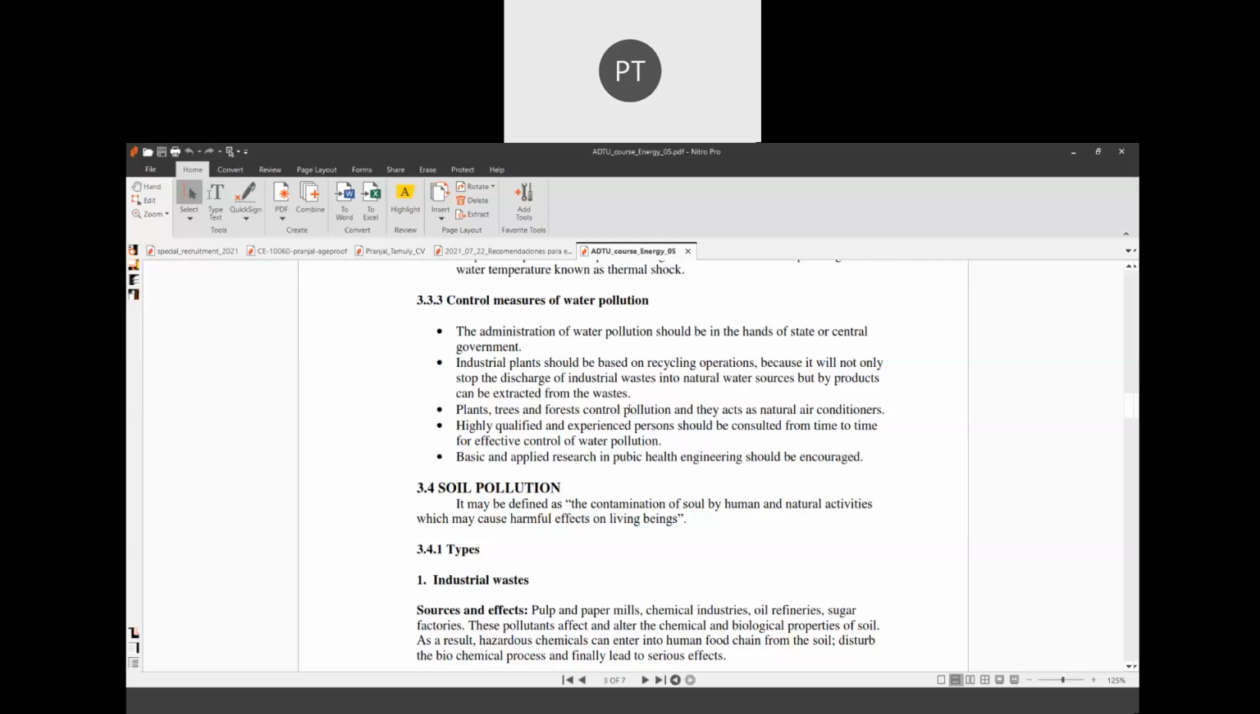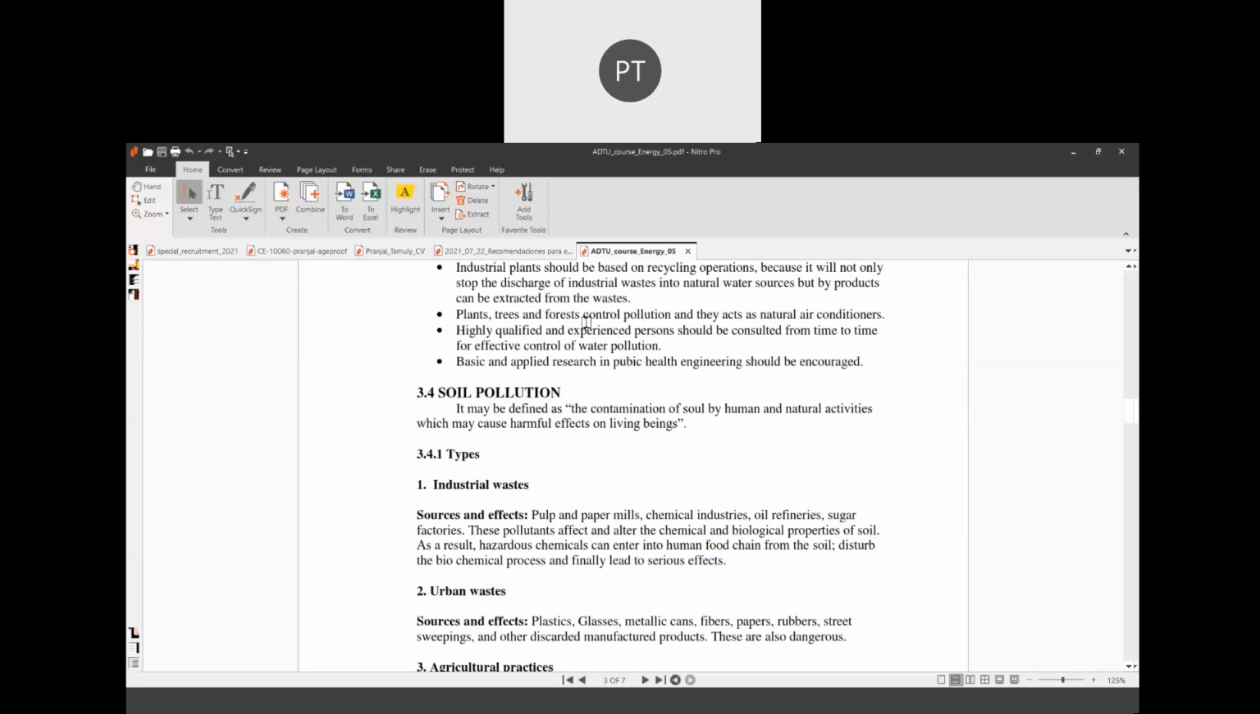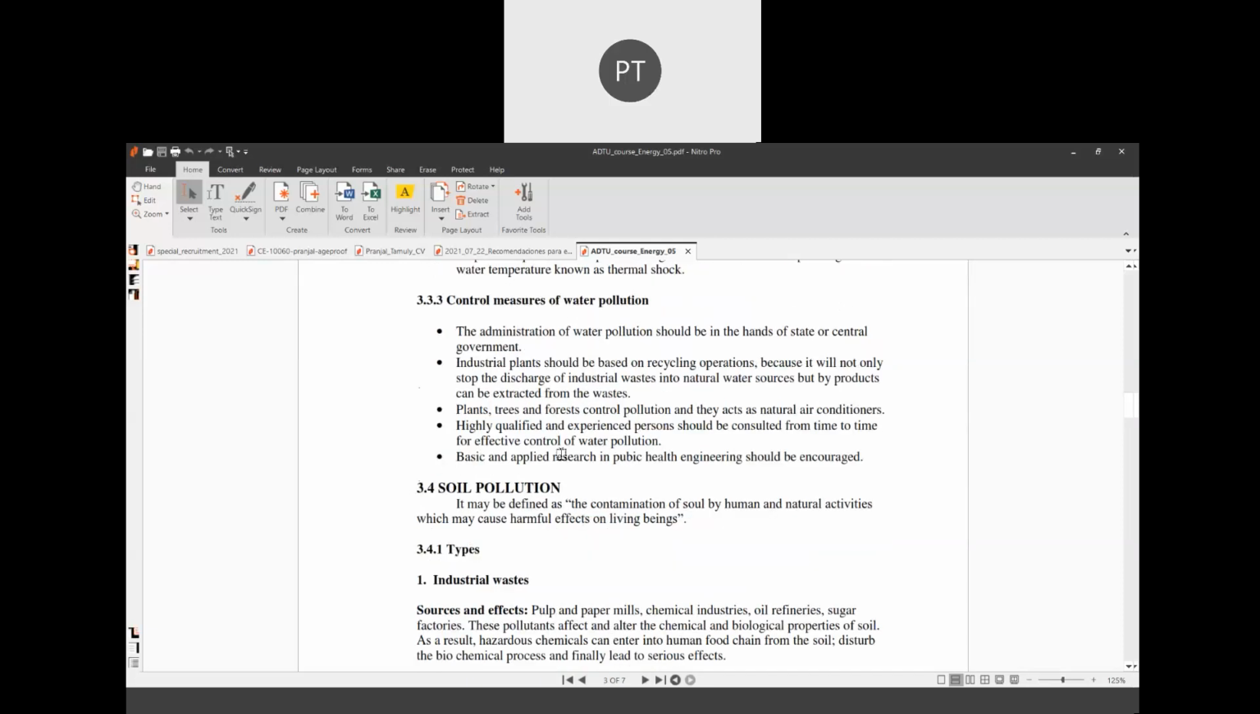Plants, trees, and forests control pollution and act as a natural air conditioner. Highly qualified, experienced persons should be consulted from time to time for effective control of water pollution. Basic and applied research in public health organizations should be encouraged. So these are the control measures for water pollution.